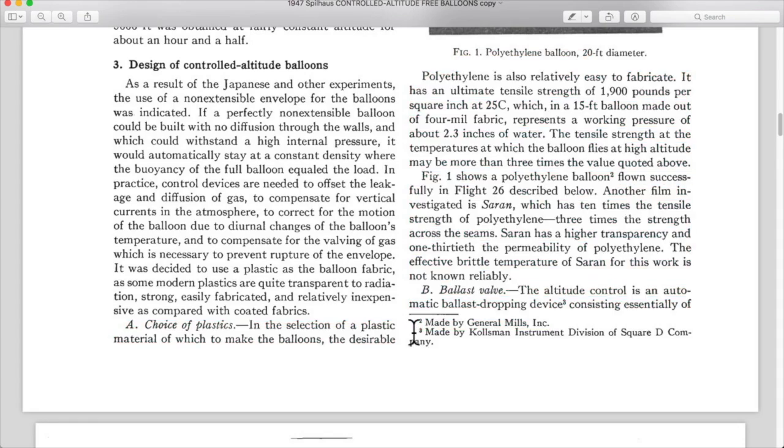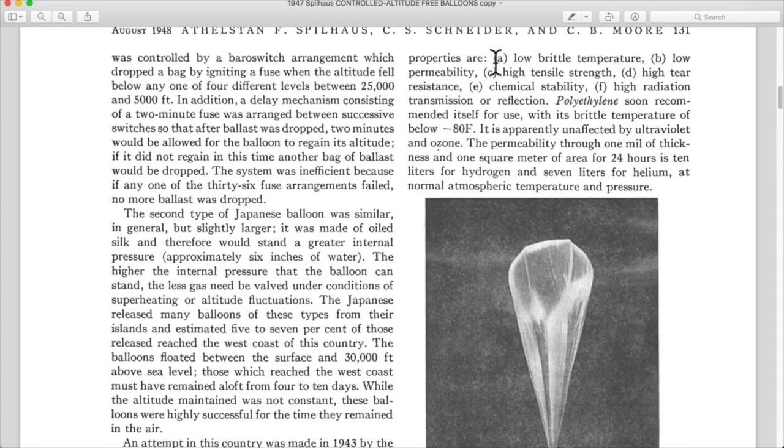Let's see, choice of plastics. So what you want to have for a balloon: a low brittleness temperature. That means the temperature at which the plastic starts to crack when you bend it. Low permeability, that's the diffusion through the film. High tensile strength, because the thing has to be pressurized. It has to be strong. High tear resistance. That's an obscure property we'll talk about later.